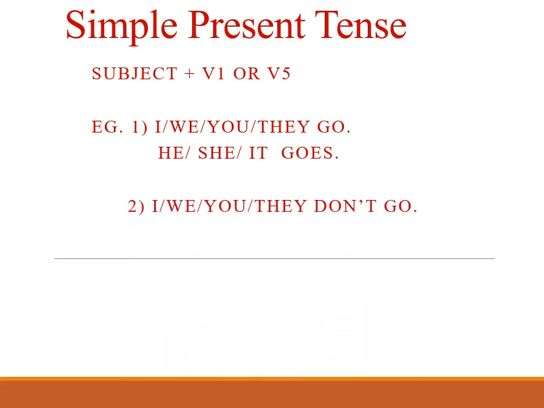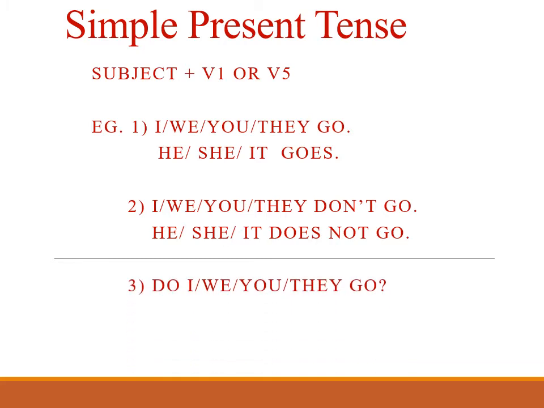Next example. I don't go, in negation. How do we use it with the negative? We don't go, you don't go, they don't go. He does not go, she does not go, it does not go.